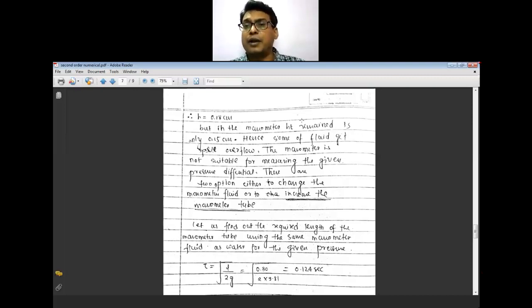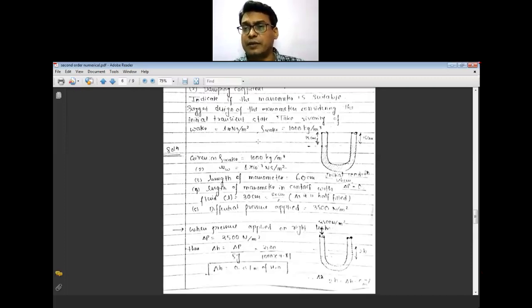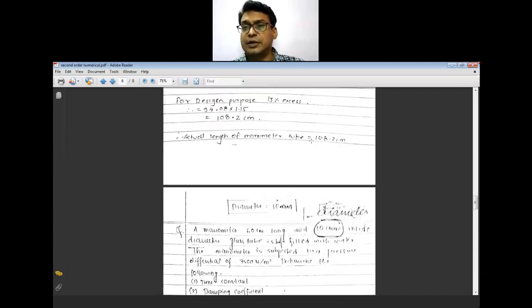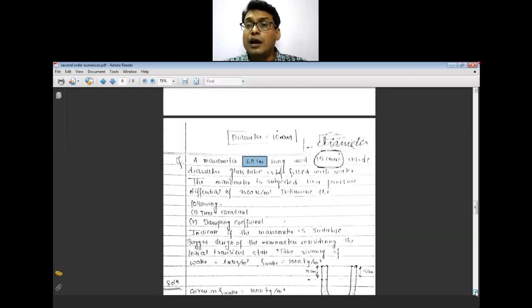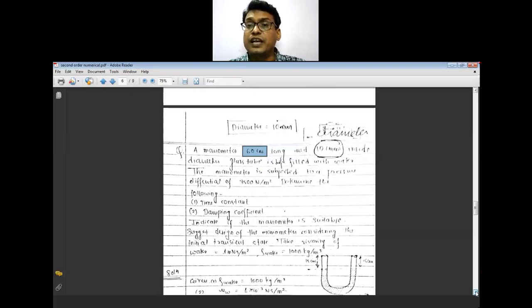But in the manometer, only 15 centimeters is available. So this is mentioned as the 15 centimeter. Length of the manometer is 60 centimeter, and out of that 60 centimeter, the liquid that is filled is water, and it is half filled.